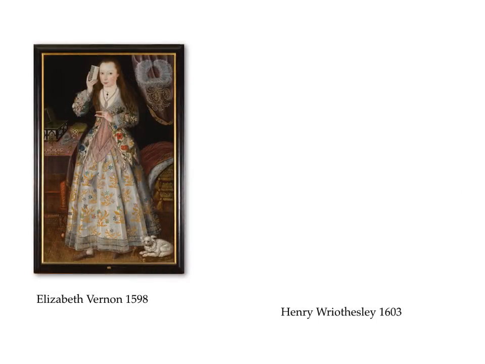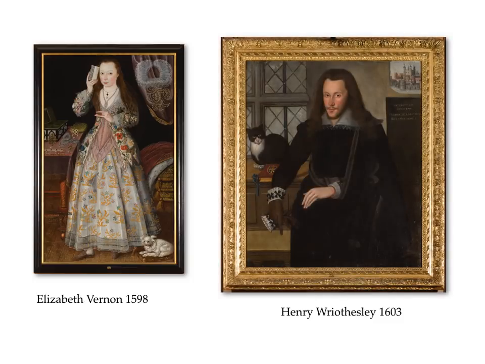This is Elizabeth Vernon, the wife of Henry Wriothesley. You can see that her hair is down, so this would have been painted before her marriage in 1598. And next to her is plain Mr. Henry Wriothesley in a very fine gilded frame. And how on earth did he end up in rural Northamptonshire? Well, this is another interesting story involving the other Elizabeth Wriothesley.